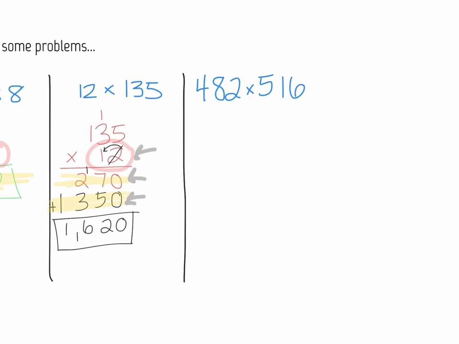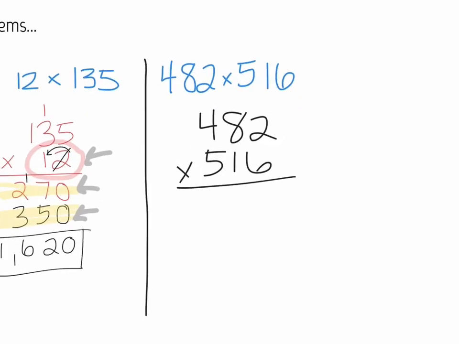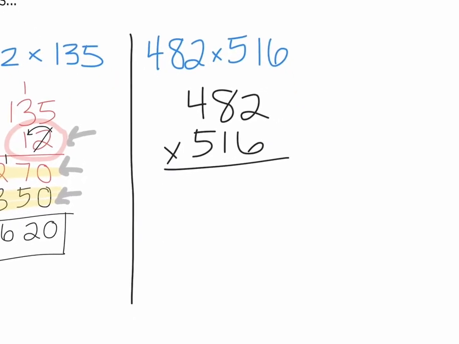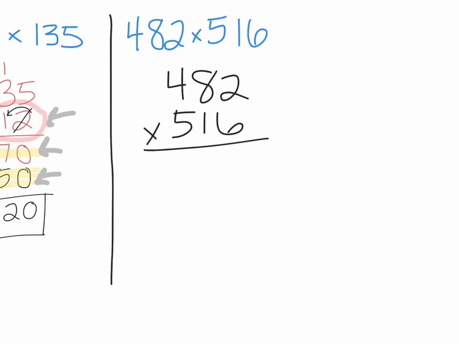So I'm going to help you out by writing this one down first, and I'm just going to write it kind of in the way it is. So it's going to be 482 times 516. Now, before we even start multiplying, how many numbers or how many lines of numbers should we have for this problem? Hopefully you said 3. So I'm going to have you stop the video now, solve this problem, and then come back and check your answer.